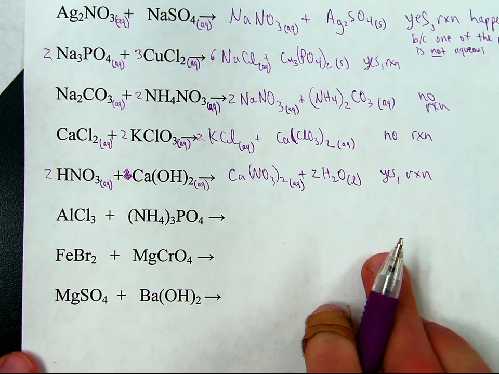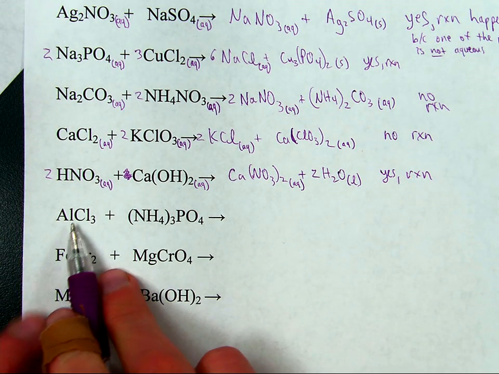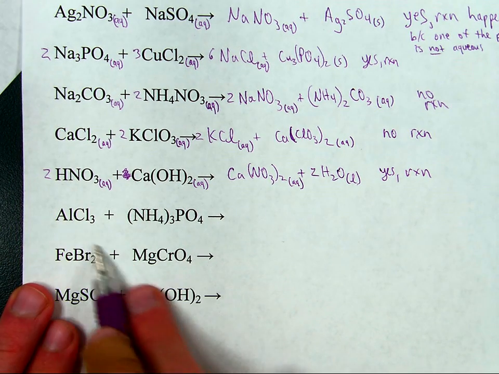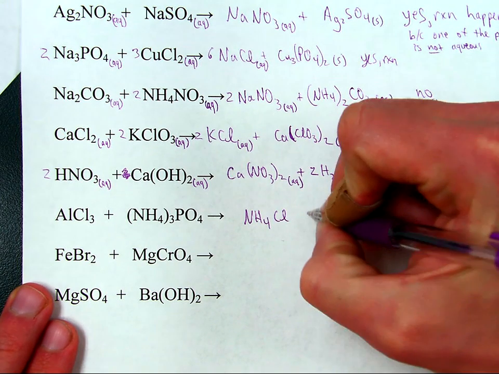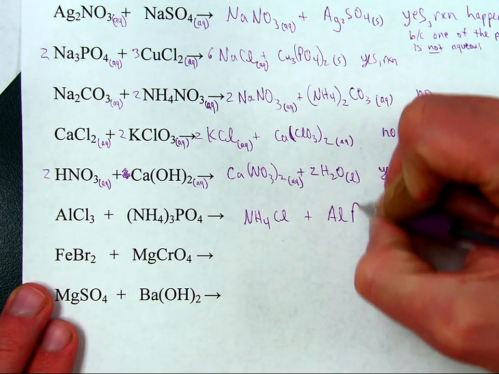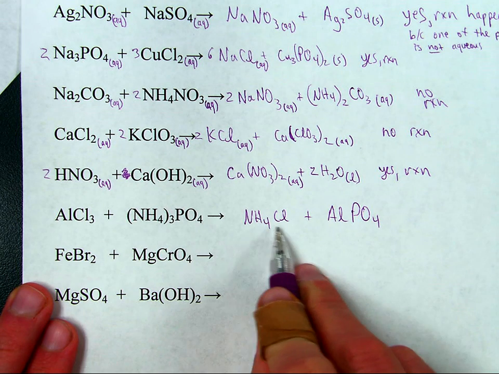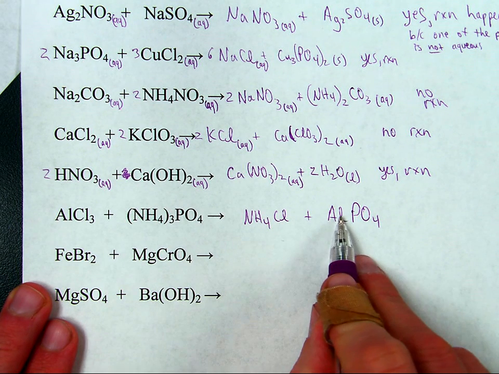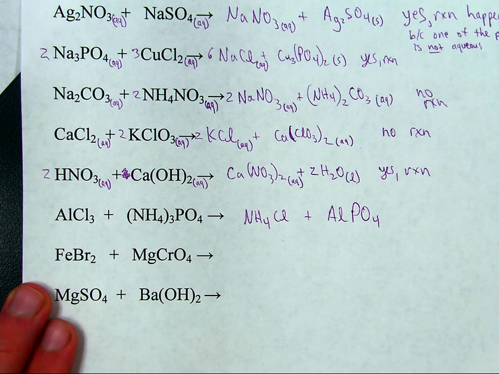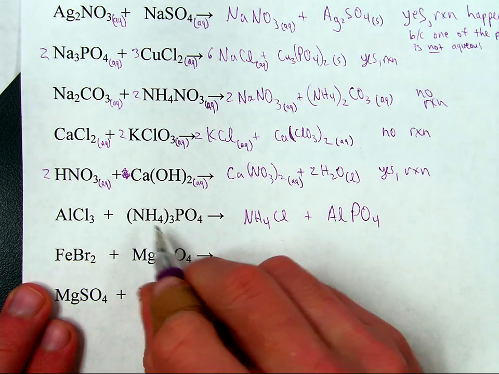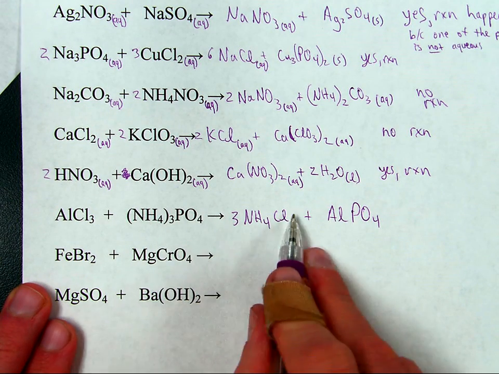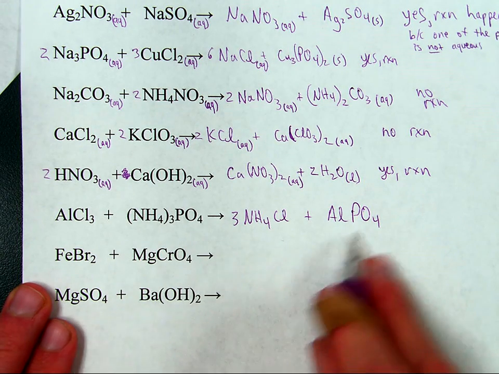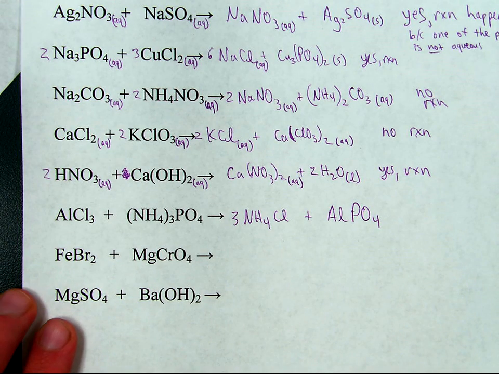Okay, next one. Aluminum and ammonium trade places. Ammonium chloride plus aluminum phosphate. This is the correct formula. +1 and a -1. This is the correct formula because that's a +3 and that's a -3. Okay. I suppose for balancing's sake, 3 ammoniums. I need 3 ammoniums there. Just have 3 chlorines, 1 aluminum, 1 phosphate. Done.